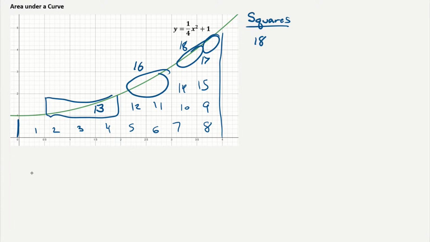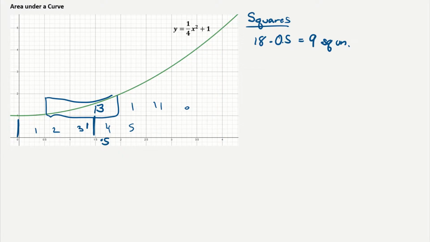But now the height of this is 1 and the width is 0.5, so those each have 0.5 square units. So you say 9 square units, final answer. But then you're like, I think I can do better than that, because that was a little estimating, like this stuff here. Is that one full square? Well, I think I can do better. Plus it's a lot of counting.